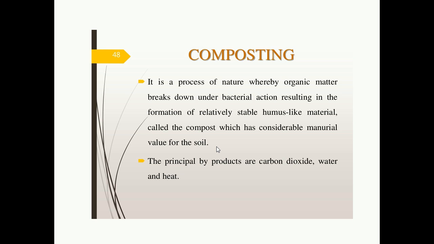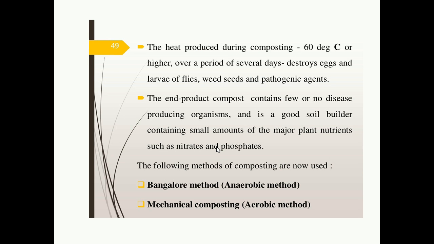considerable manurial value for the soil. The principal byproducts in this composting are carbon dioxide, water and heat. The heat produced during composting is approximately 60 degrees centigrade or higher over a period of several days, destroying eggs and larvae of flies, weed seeds and pathogenic agents.